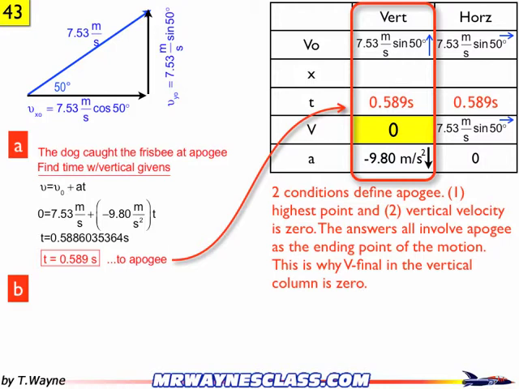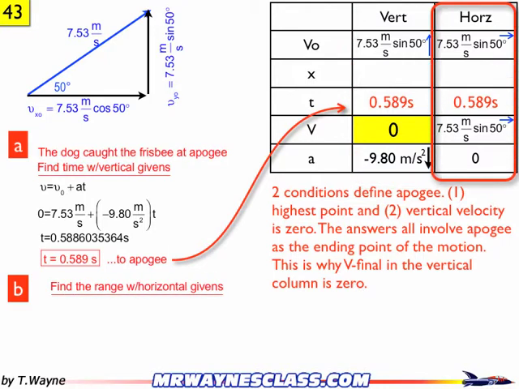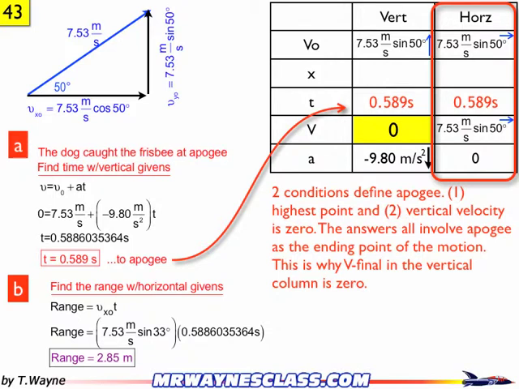Part B said to find the range, or the distance over to where the dog caught the frisbee. So that's going to be the range over to apogee. Since I'm finding a horizontal distance, I'm going to use the horizontal givens only. So I look at the table. Horizontally, there's only one equation that works: the range is equal to Vx naught times t. So therefore, the range is equal to the horizontal velocity, 7.53 meters per second cosine 50, times the total time in the air to the apogee, which is the 0.5886 with all the decimal points. And I get the range to be 2.85 meters.